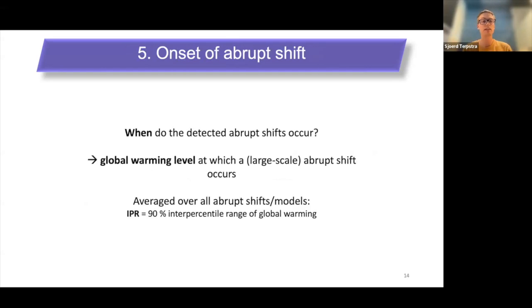And finally, we want to say when these shifts occur. So for this, we take the global warming level in the simulation, the specific simulation we look at, at which we find the edge. And later on, if we look at a certain variable and we have different models with shifts, we can then average out between the different models to get a certain indication of what the global warming level of the shift is.